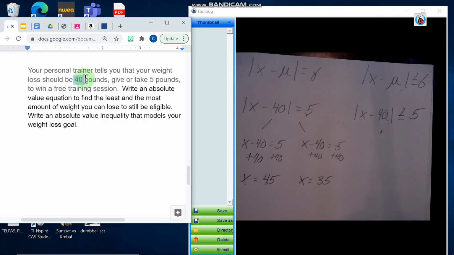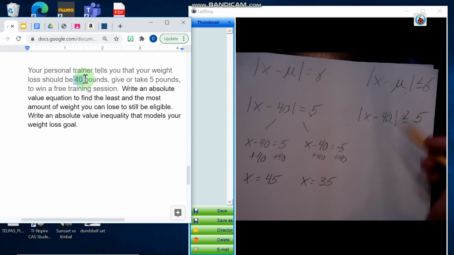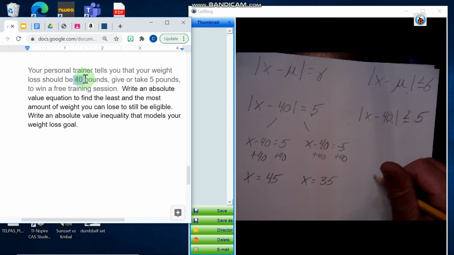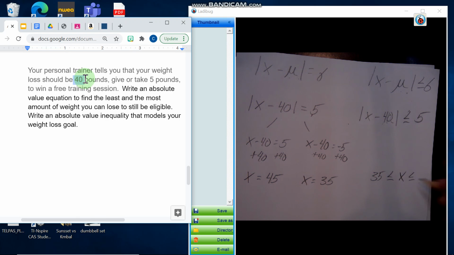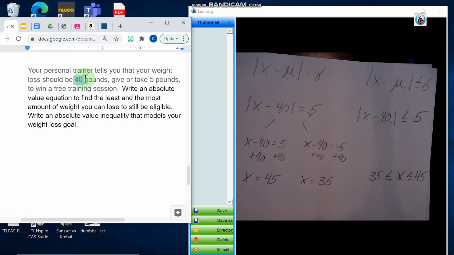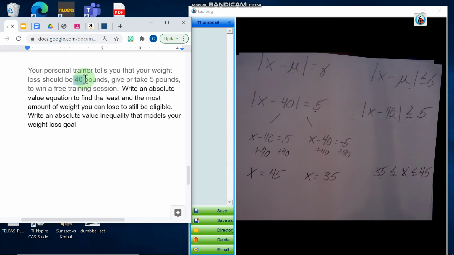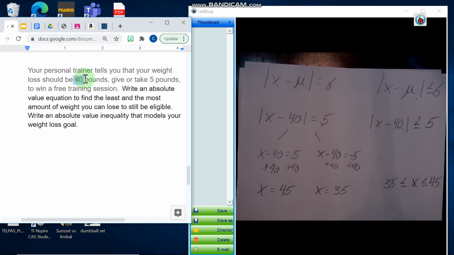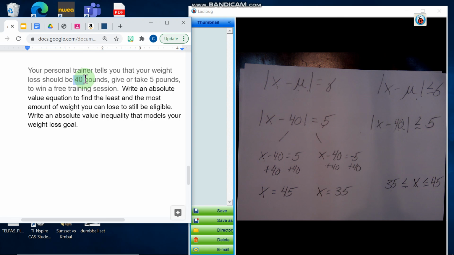And without having to do any extra work, I could say that 35 is less than or equal to x, which is less than or equal to 45. My min is less than or equal to x, which is less than or equal to my max. So basically, once you get the rhythm of this formula down and can identify it in the word problems, it's a pretty easy substitution into the equations and inequalities, and then you just solve as you learned how to do.